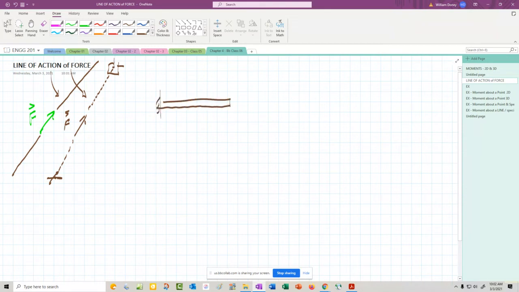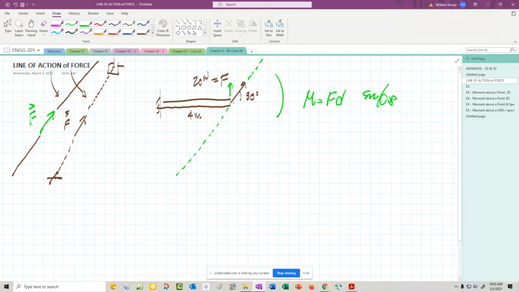For example, if I go back to my beam and I have my force there, that's at 30 degrees, and we'll call that 20 newtons again. Again, that's 4 meters. The line of action of that force extends in either direction infinitely. So why does that matter? Well, our first solution was we did moment equals force times distance, and we used sine and cosine to find the components. And then we solved it.